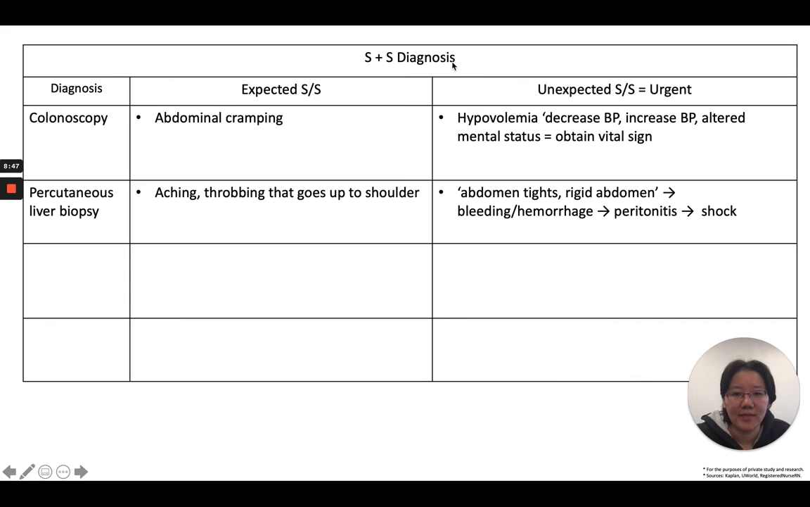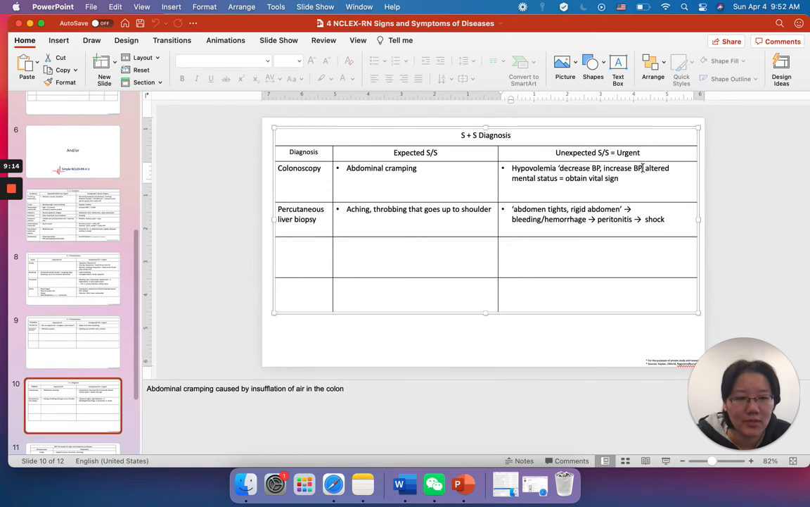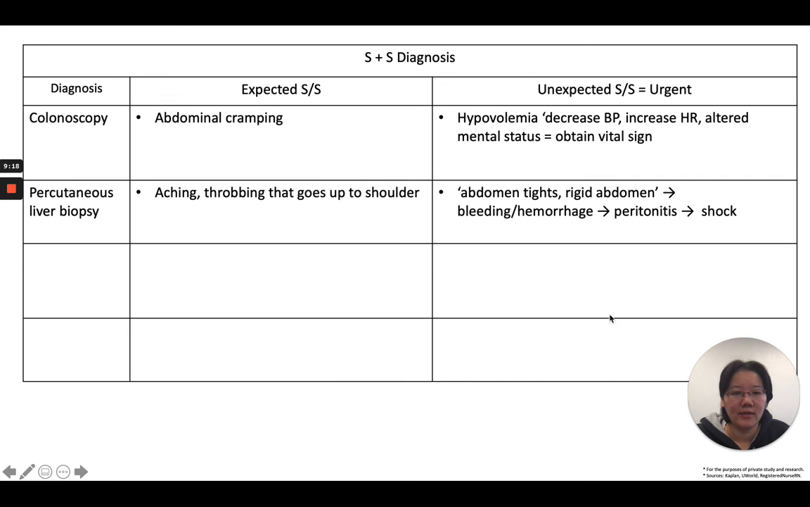Quite similar, except this time it is diagnostic procedures. For example, colonoscopy. Expected is abdominal cramping. So if the patient complains of abdominal cramping, that's expected. Unexpected is hypovolemia symptoms such as decreased blood pressure and increased heart rate. So, sort of in a shock mode.